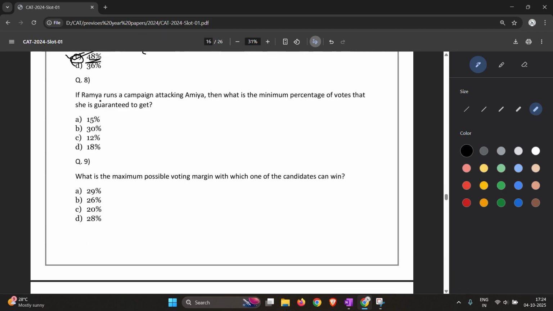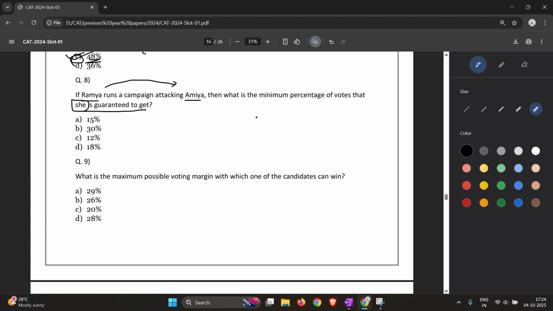If Ramya runs a campaign attacking Amya, then what is the minimum percentage of votes that she is guaranteed to get? So now we have been given a scenario where Ramya is running a campaign attacking Amya, and Ramya and Amya are both female, we get to know over here. So if Ramya runs a campaign attacking Amya, what is the minimum votes that she is always going to get? Let's consider the worst case scenario for Ramya, right? Anyway, since Ramya is attacking Amya, it is a very bad scenario for her.